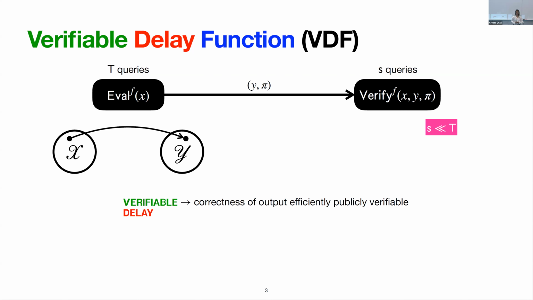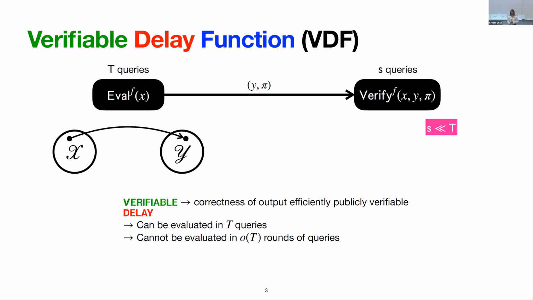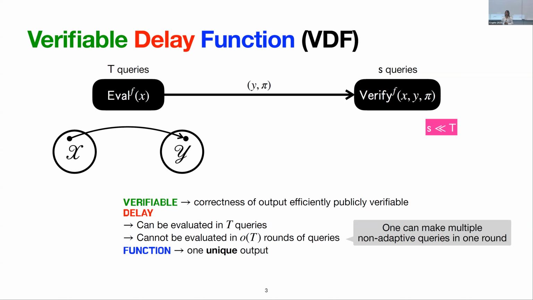And then we also require the delay, which is saying that if eval can be computed in T queries to the random oracle, then if I make little-o of T queries, there's no way I can compute eval, even if I allow parallelism. And in the random oracle model, parallelism just means that I can submit in one round a bunch of non-adaptive queries. And here the requirement is saying that even if I allow little-o of T non-adaptive rounds of queries, I still cannot compute eval. And lastly, we want a VDF to be a function, meaning that for one given input, we have one unique output.